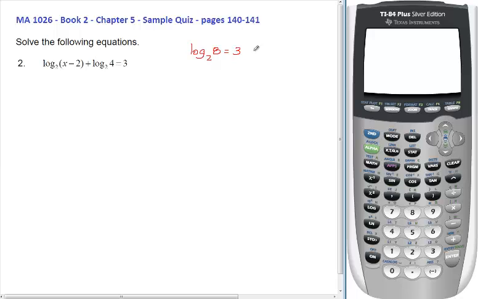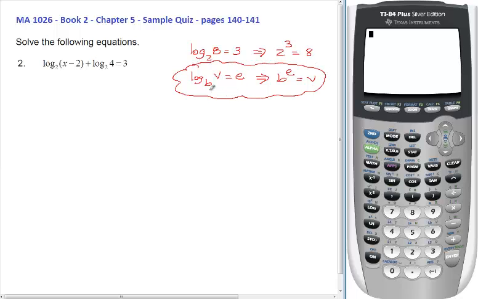So remember that means, of course, 2 to the power of 3 equals 8. So if we're using, say, log base b of some value equals e, the exponent, then when we switch to exponential form, that becomes base raised to exponent equals that value. So we're going to use this rule, but notice this rule applies when there's a single logarithm on this side. Notice we have 2 logarithms here, so we have to make that a single logarithm.